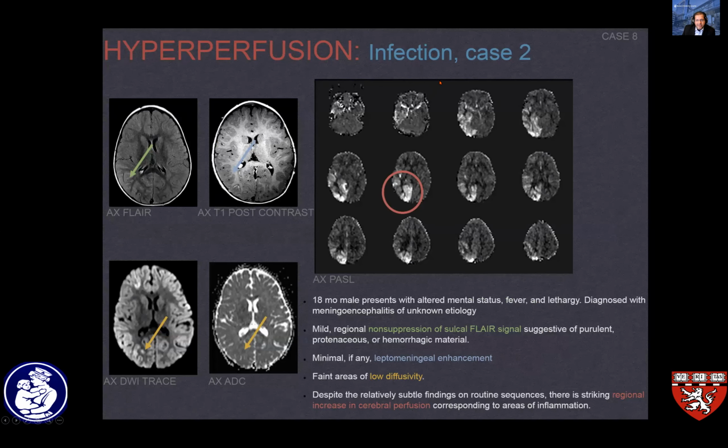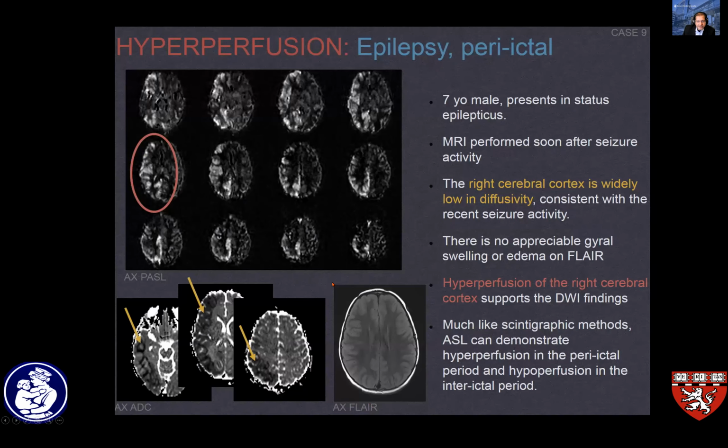The next patient is a patient with infection. It's another patient who had meningoencephalitis of unknown etiology. Here, the conventional imaging shows very florid FLAIR hyperintensity and possibly very subtle to almost no contrast enhancement. And diffusion is subtly decreased. But on the ASL, you can see really florid hyperperfusion in the areas of inflammation. So again, ASL is a sensitive technique which can trump even diffusion in some scenarios.